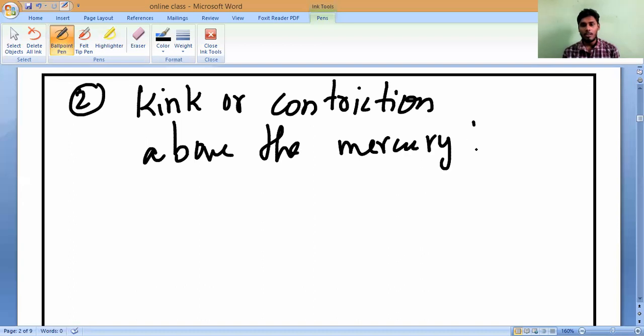Yes, sir. Mercury bulb. Understand? It is present just above the mercury bulb. So that is what you should remember. Okay? Yes, sir. So that is the second feature.